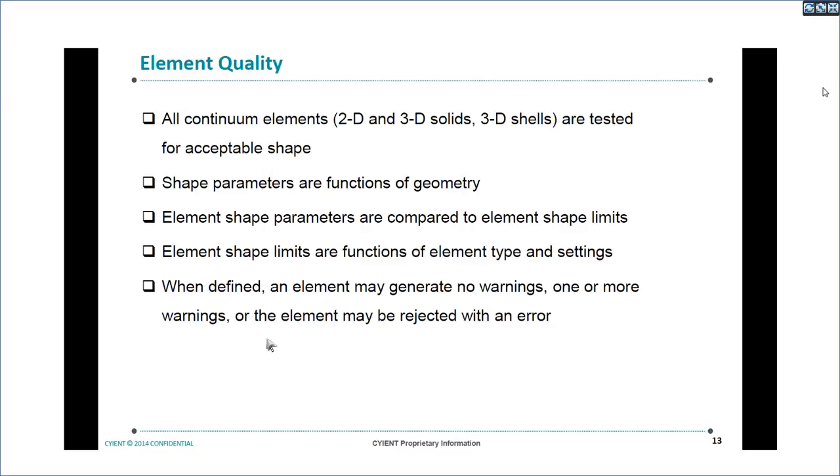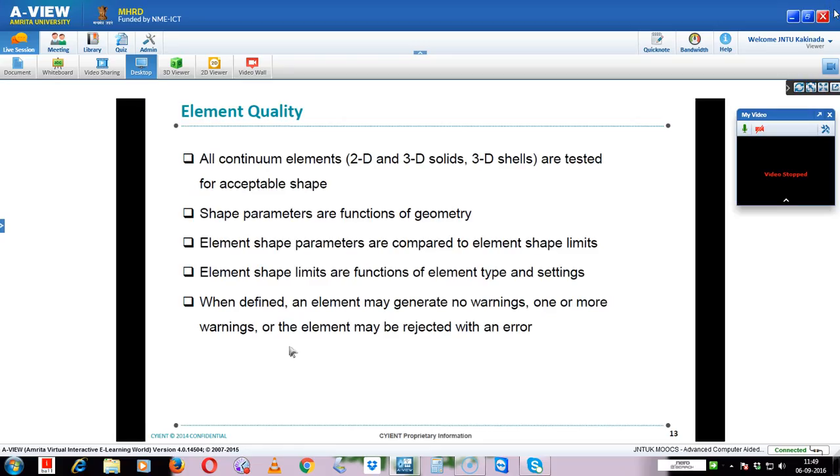Again, we have issues with ANSYS Workbench, but in ANSYS Classic, there won't be any error elements, because the software doesn't allow error elements, but it will allow warning elements. So even then, we need to check the element shapes, whether they are acceptable or well below the limits or not.